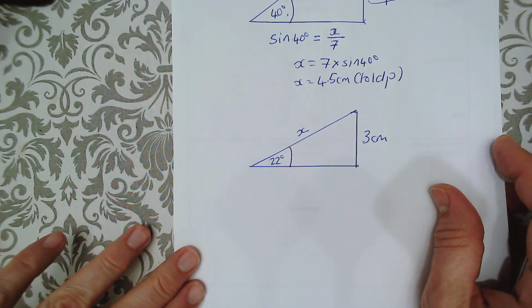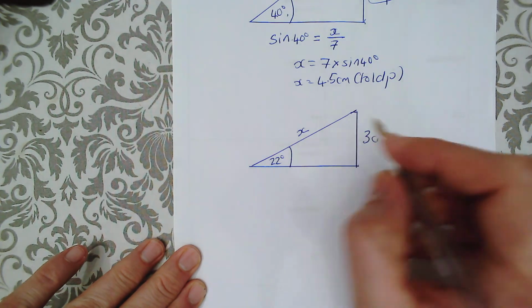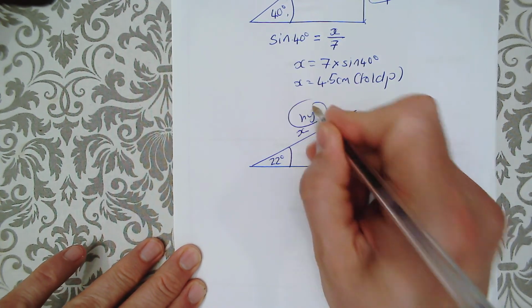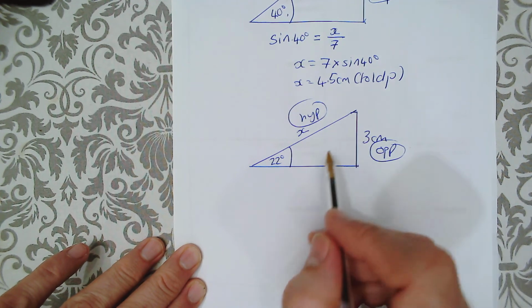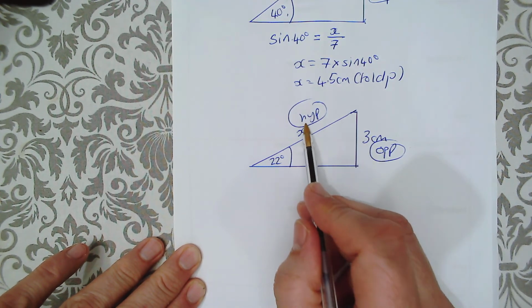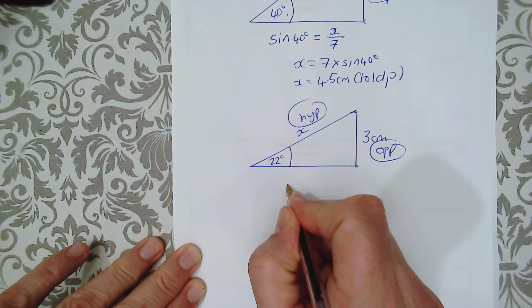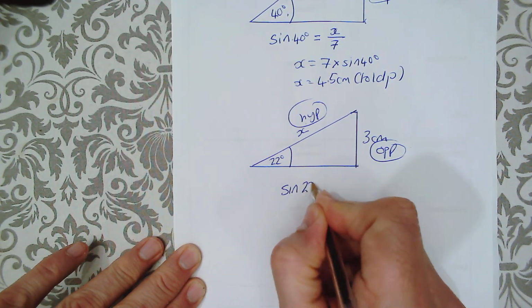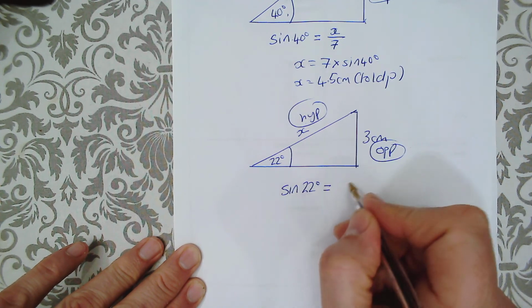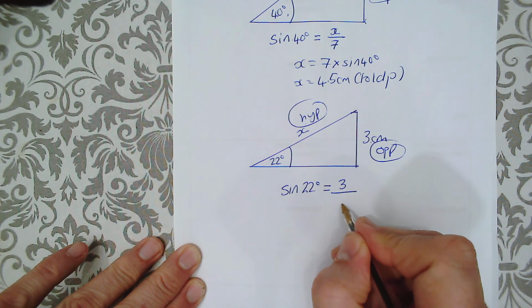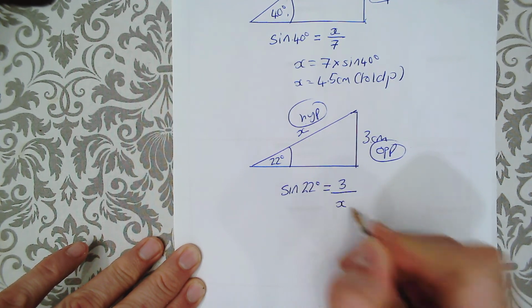Here's another example of using sine, because we've got again opposite and hypotenuse. What's different here is, though, you're trying to find the hypotenuse. So let's write this out. Sine of 22 degrees equals opposite 3 divided by the hypotenuse, which is x.